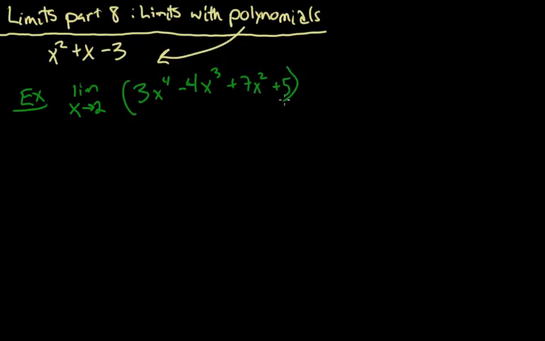Well, we can do limits with polynomials just how we do any kind of normal limit. So a little bit of a review from part 7 of the limit series. So this would be the same thing as 3 times 16, 2 to the 4th is 16, minus 4 times 8, plus 7 times 4 plus 5, which is 48, minus 32, plus 28, plus 5, which is 113.